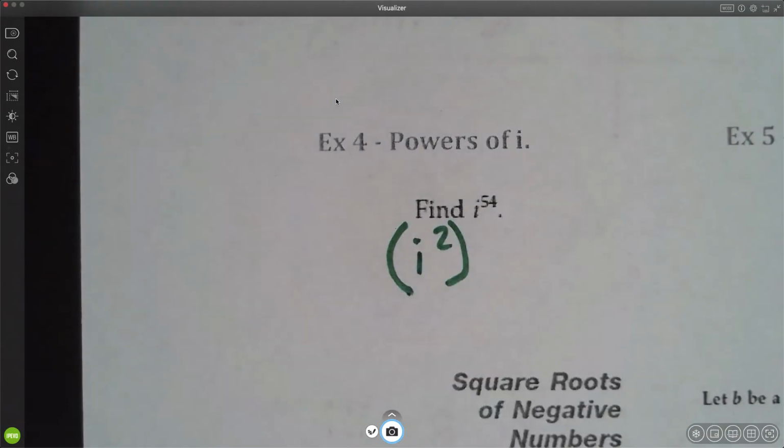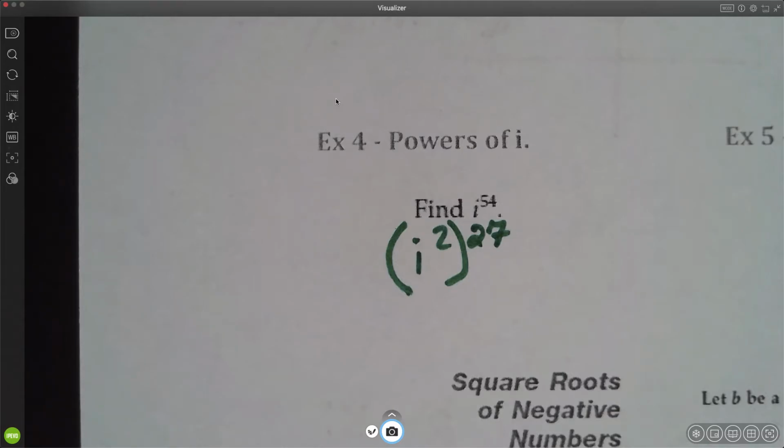I squared is negative 1. So we're just going to go I squared. How do you get from I squared to I to the 54th power? 2 times 27 will give me 54, yeah? Yeah. Okay, it's 27.